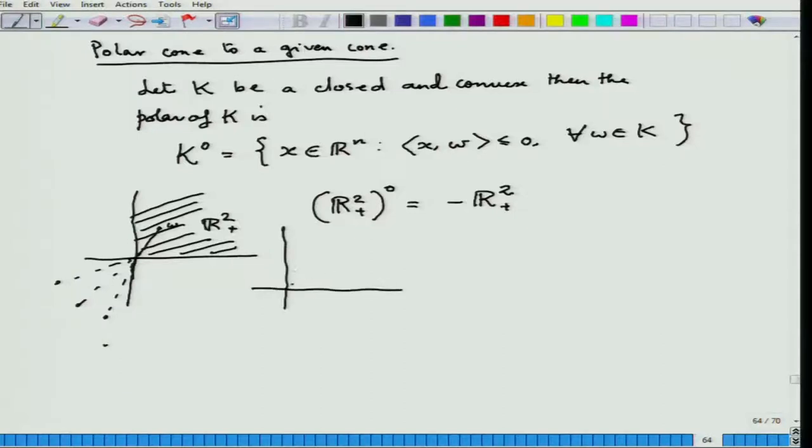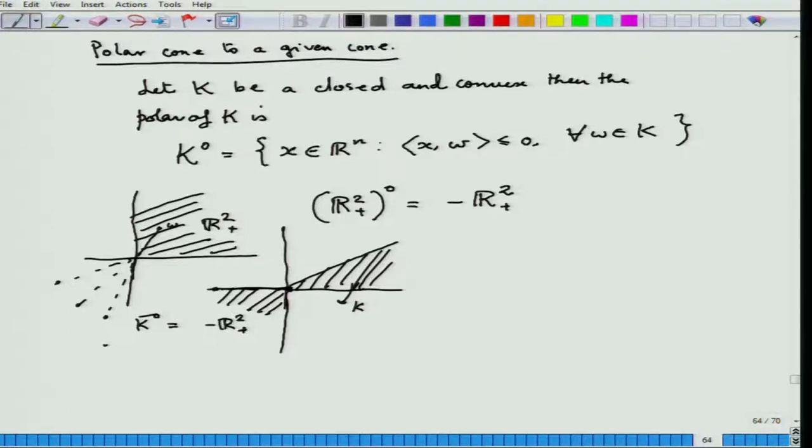Suppose you take any cone like this, so you have to find points which will make an obtuse angle, it cannot make an acute angle. You take any point here, it is making an obtuse angle, take any point here, it is making an obtuse angle. Here again, for this particular cone, where I have just drawn a line and rubbed out the other part, it is still again minus R2+. So, if you take this as K, then this is again K polar.